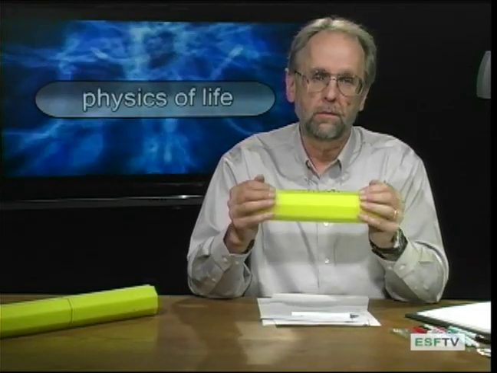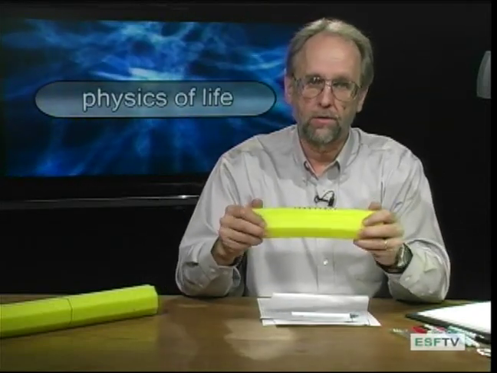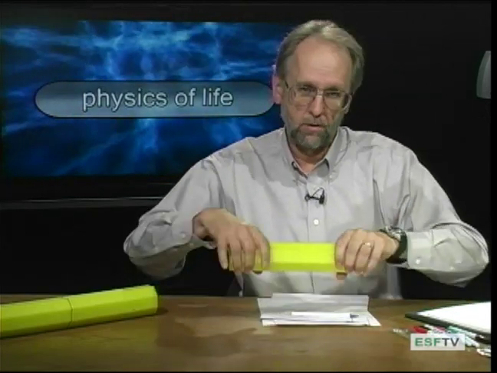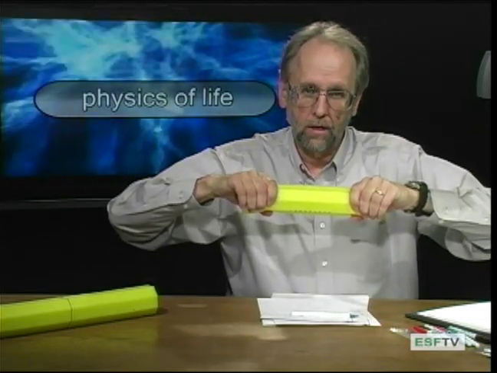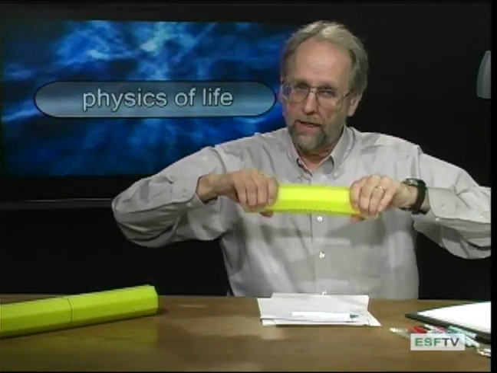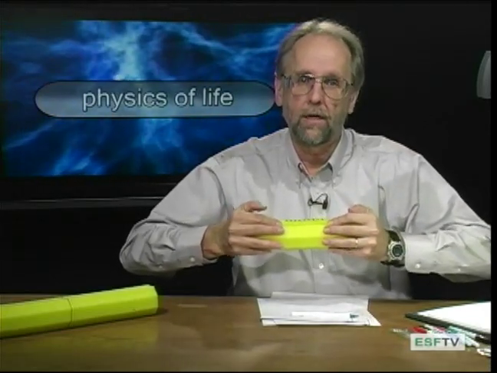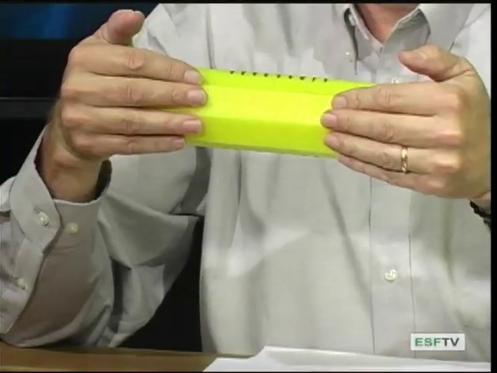We've done this before in another module, but let's just refresh our memories here. If we have an object like this foam noodle from a swimming pool, we can make it change shape if we put forces on it. Of course, I'm applying the forces with my hands. These forces come in multiple different varieties. One is if we pull on either side of it, we lengthen it. That's called a tension force.